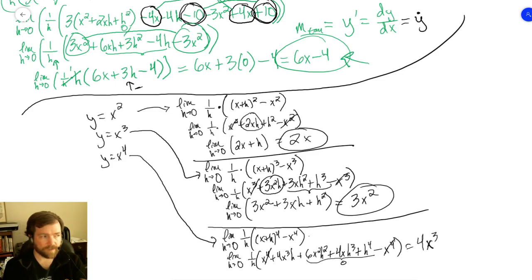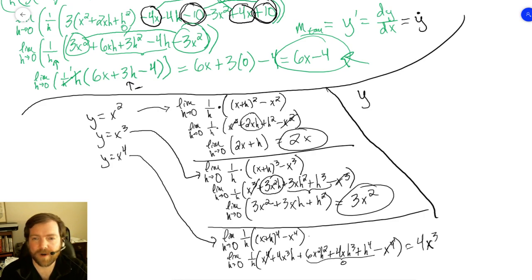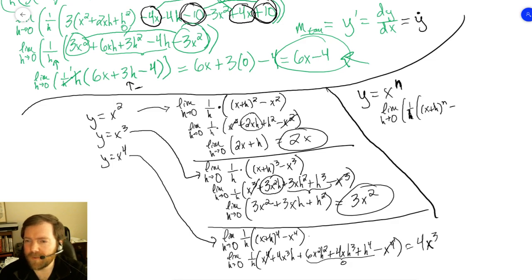And I'm not going to prove it because it takes a little bit more doing than I'm willing to do right here. It's not terrible, but the point is that for any polynomial, you can have y equals x to the n, and it follows the same pattern. You end up taking the limit as h goes to 0 of 1 over h times x plus h to the n minus x to the n.